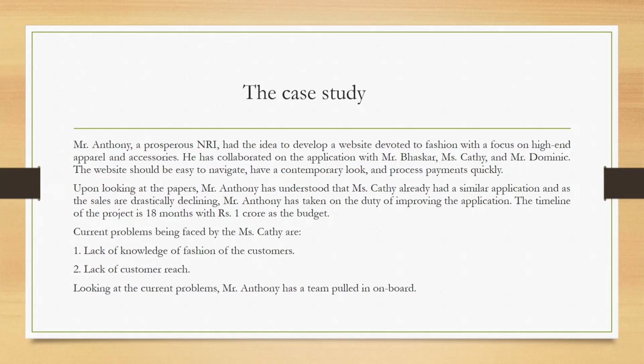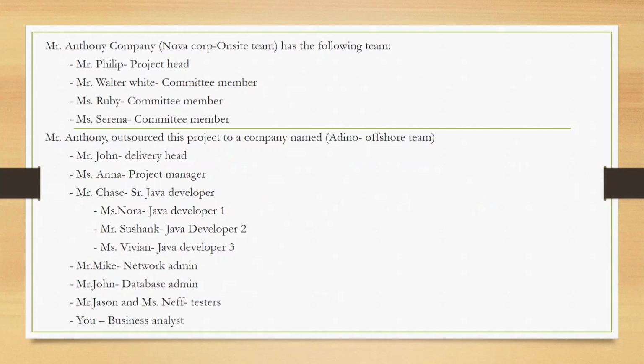These are the two problems Mr. Anthony identified, and he pulled together a team. Mr. Anthony has a Nova corporate on-site team. In that, Mr. Philip is the project head, and Walter White, Ruby, and Serena are committee members. Then he handed this project over to a company named Adino Offshore Team.